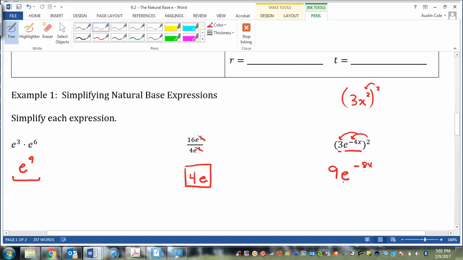Now, we don't like negative exponents. So I'm going to cut, paste this guy onto the bottom. So I'm going to move it to the bottom. I'm going to keep 9 where it is. There's nothing wrong with 9. So I'm going to have 9 in my numerator, and then in my denominator, I'm going to have e to the 8x. And 8 becomes positive because now it's in the denominator.